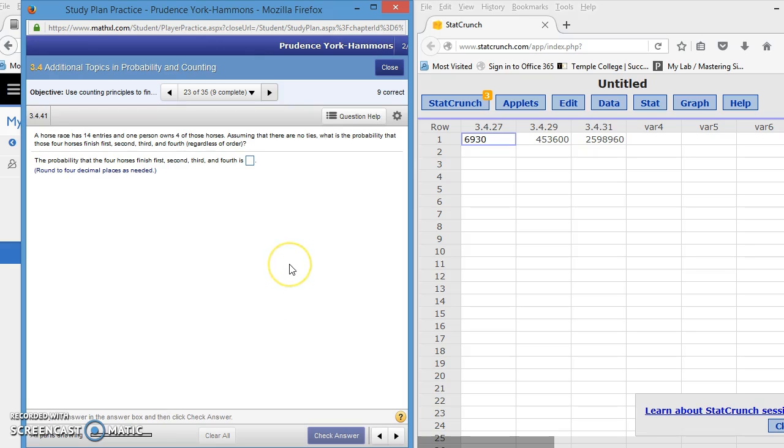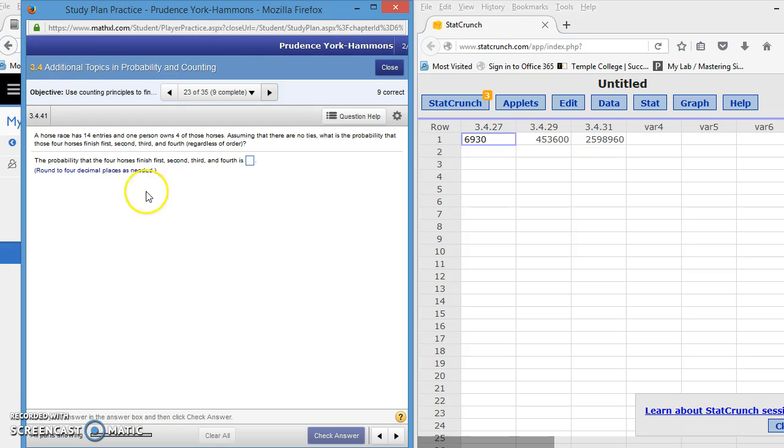I found another problem that has given students issues in the past, and it's this problem. It says a horse race has 14 entries and one person owns 4 of those horses. Assuming that there are no ties, what's the probability that those 4 horses finish first, second, third, and fourth, regardless of order? Now, in this problem, we want to find probability, which means we have to find how many ways that his 4 horses could finish first, second, third, and fourth, regardless of order, out of all the ways that all 14 horses could finish first, second, third, or fourth.